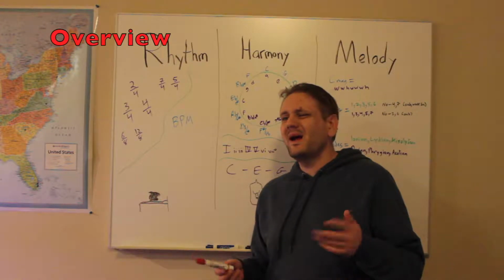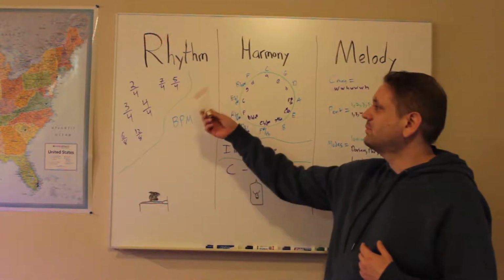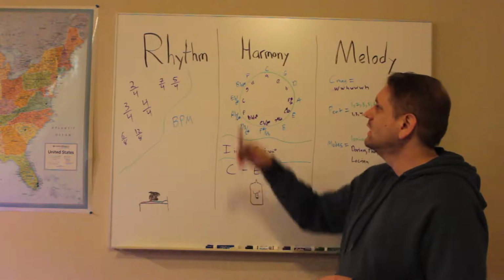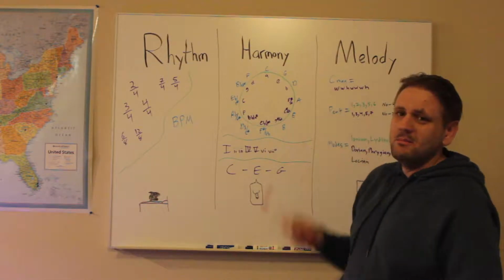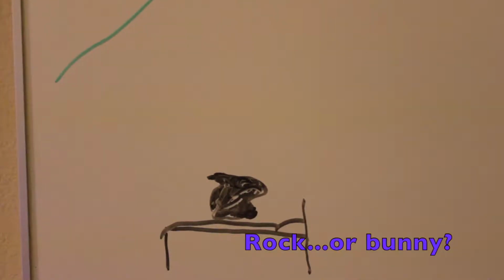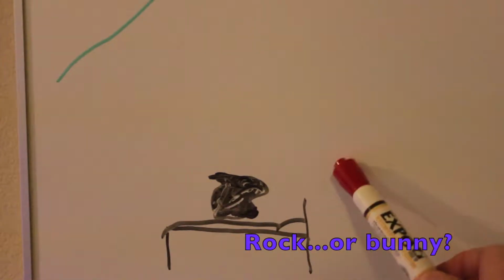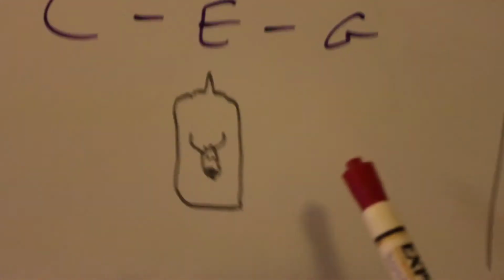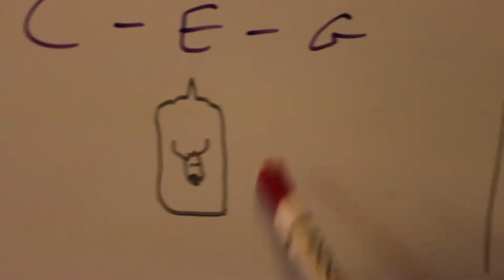Okay. So the way I see music is that it fundamentally is broken down into three parts. You have rhythm, harmony, and melody. Now for me, these three parts can be expressed as your bedrock, your glue, and your flash.